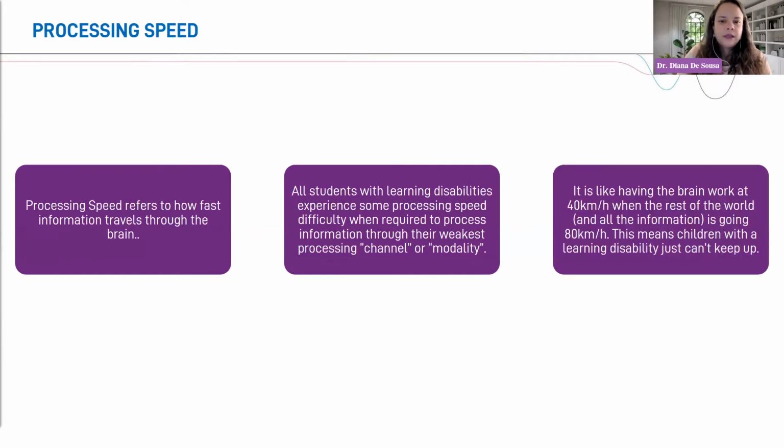So if we were to make that a very practical example, it is like having the brain work at 40 kilometers an hour when the rest of the world and all the information is going at 80 kilometers an hour. So children with learning disabilities really struggle to keep up with the flow of information that they are processing through their senses on a daily basis.